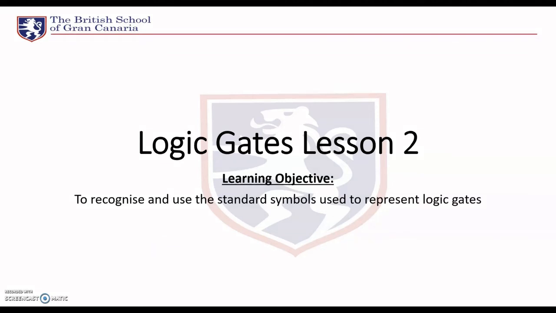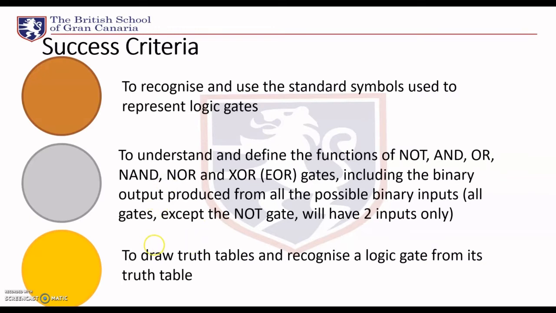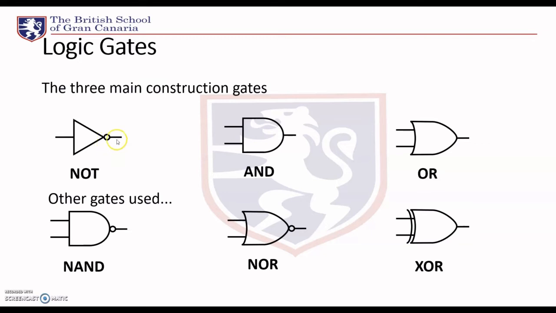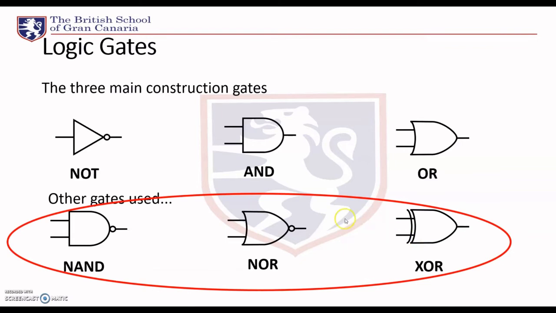Okay, so we're going to look at logic gates again today. So it's the same objective and the same success criteria as last lesson. As we know, the three main construction gates are NOT, AND and OR. But the other gates used are NAND, NOR and XOR. And these are the ones we're concentrating on today.